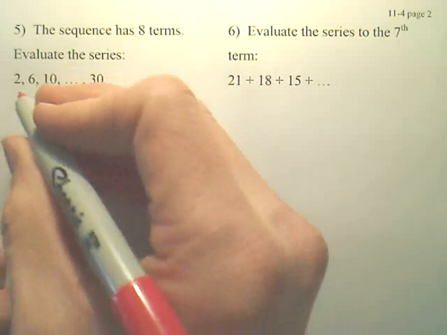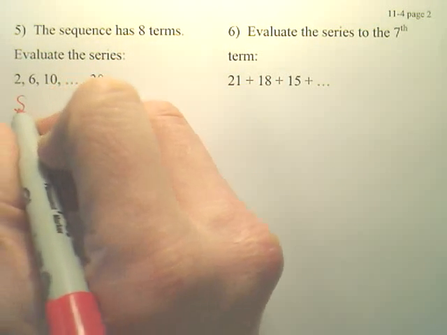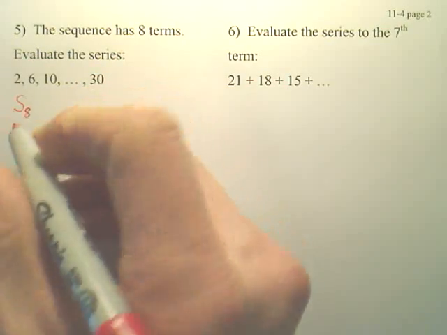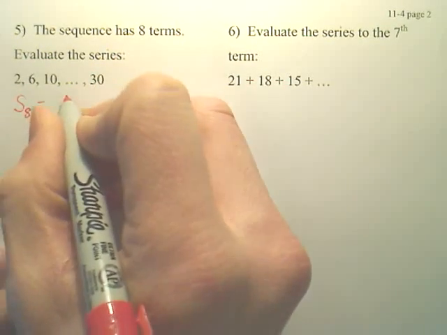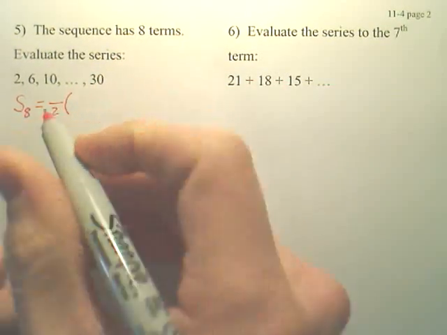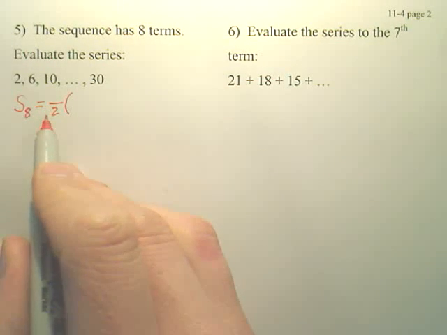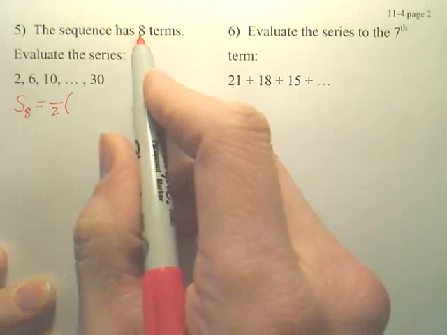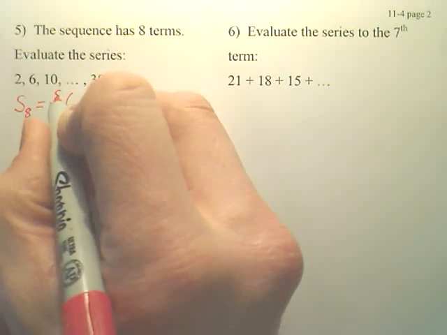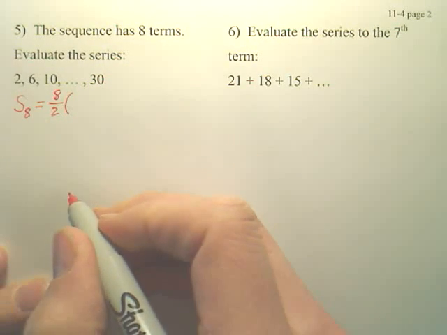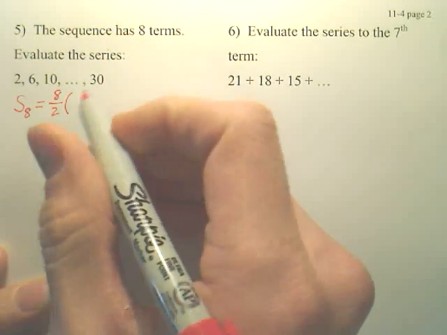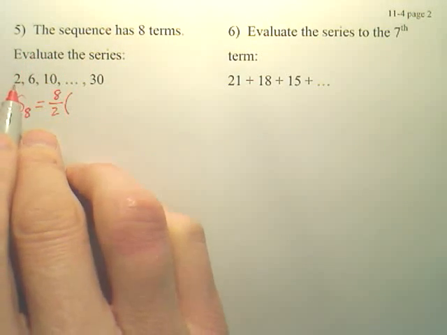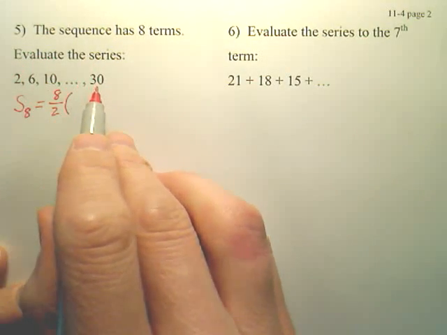The rule, if I want to add up 8 terms, it's S for summing, 8 terms. Now, you need to half the number of terms. How many terms did we have? 8. So the first part is halving the number of terms. And then the second part of the rule, or the formula, is to take the first term plus the last term.